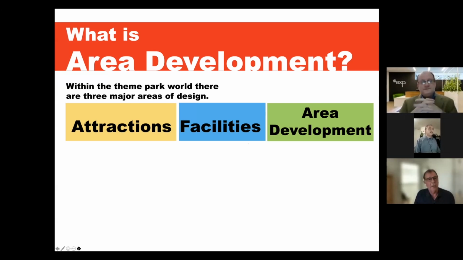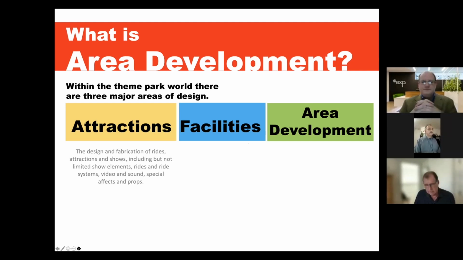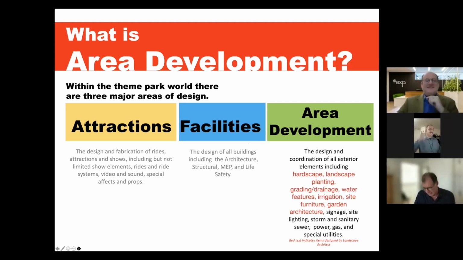Let's talk about area development and what it is. Within the theme park world, there are 3 key areas of design: attractions, facilities. Oh, I'm sorry, I forgot to mention, attractions are the fun part. Facilities are the part that I think aren't so fun. And then finally, area development.